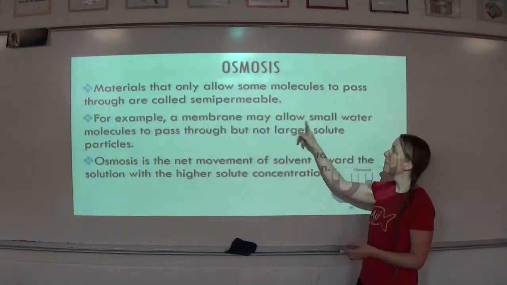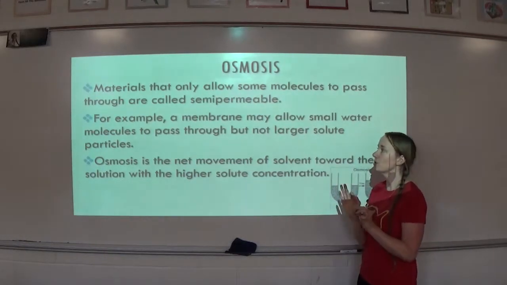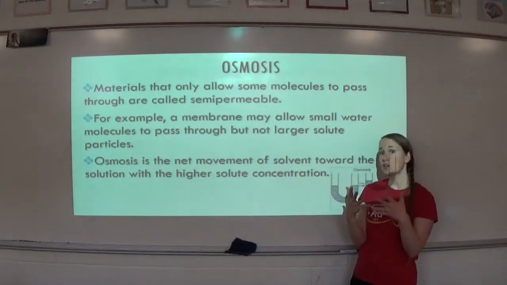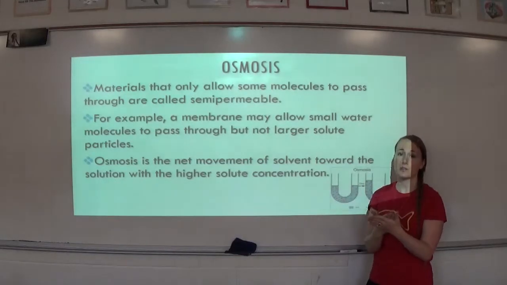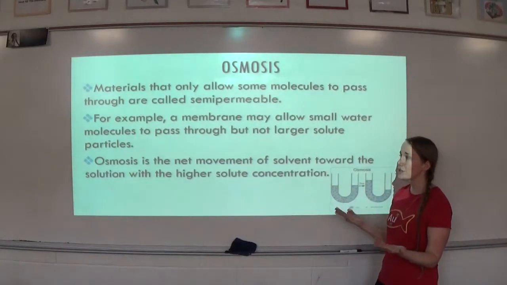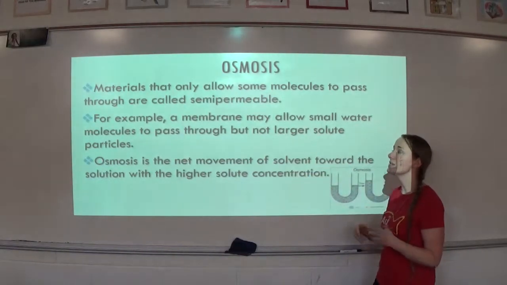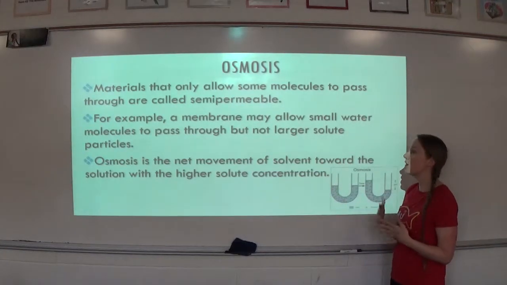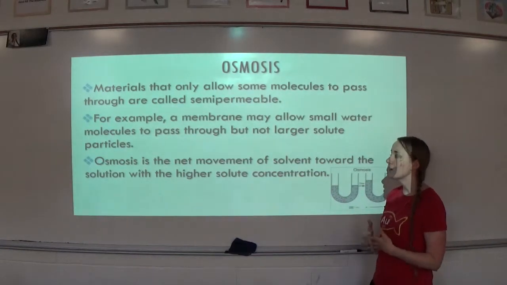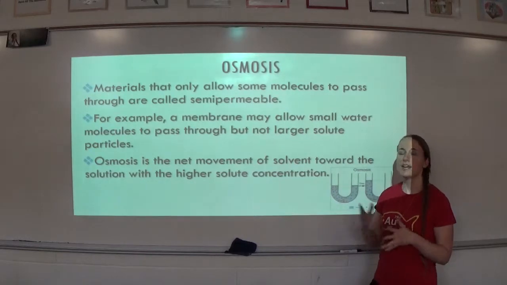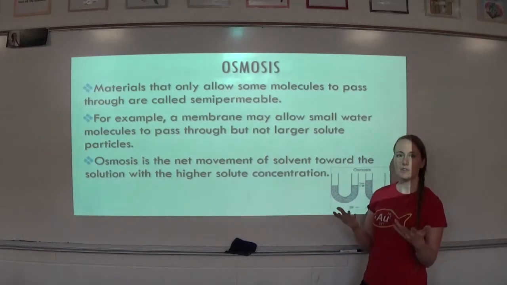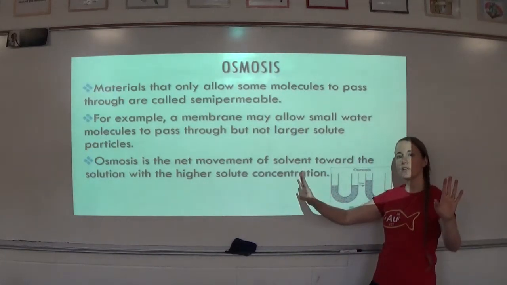For example, a membrane may allow small water molecules to pass through, but if it has a larger solute dissolved in it, those particles won't be able to pass through. So what does it look like and what is osmosis? Osmosis is the net movement of solvent towards the solution with the higher solute concentration. It's kind of like when we talked about diffusion and effusion. It spreads out until they're equal.